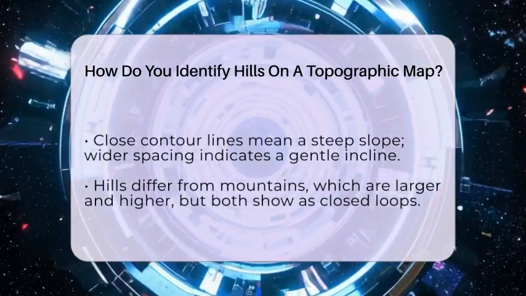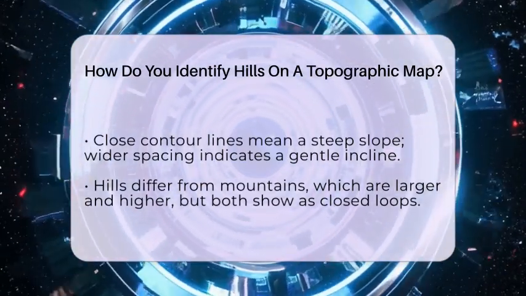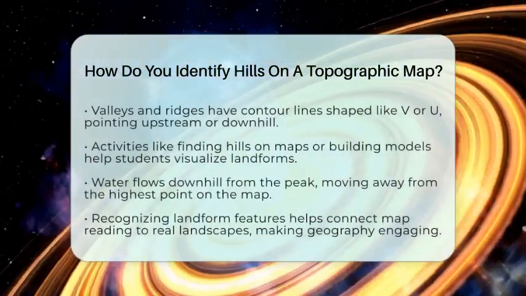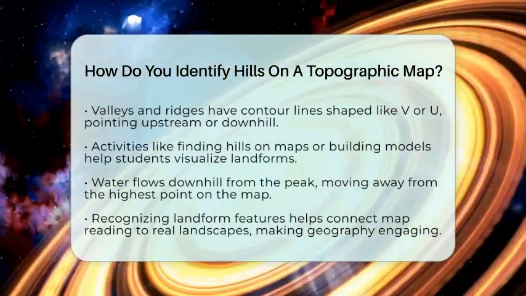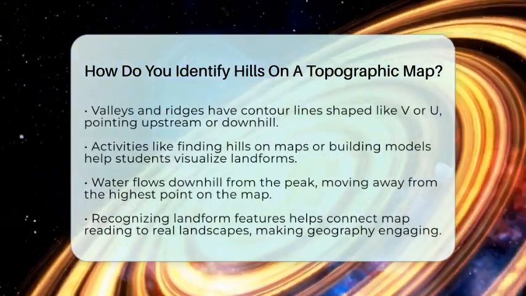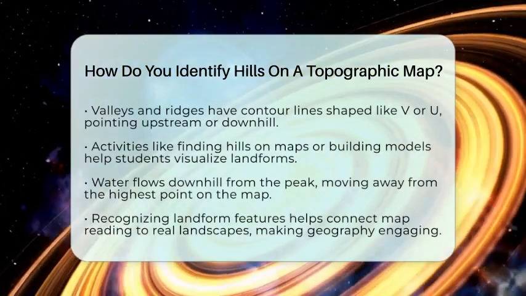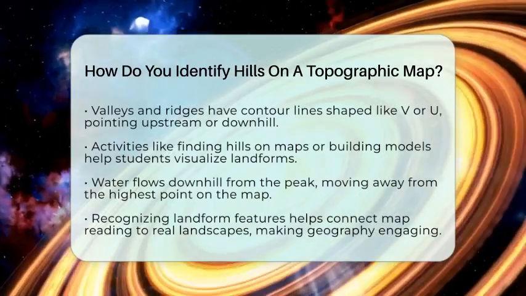To make learning more fun for students, you can have them find hills on a map and point out the highest points by following the innermost contour lines. You can compare hills with valleys by looking at the shapes of the lines. Or, you can do hands-on activities, like drawing or building models with clay or paper to see how hills look in 3 dimensions and then translate that to a map.